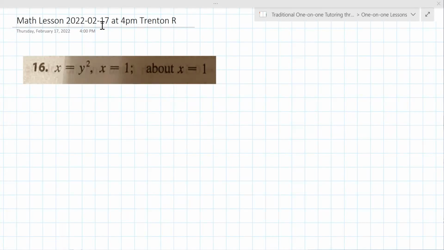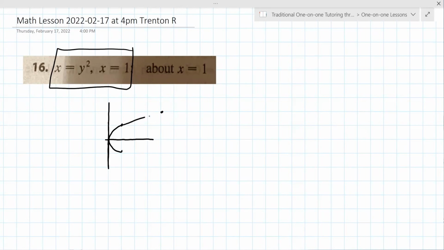is x equals y squared, and then it's x equals 1. So this is the region that you've got to figure out. And then it's telling you the line you're revolving it around. So graphically, what does that look like? Well, y squared is a lot like x squared, except it's over here. I don't know, it's kind of around the x-axis.